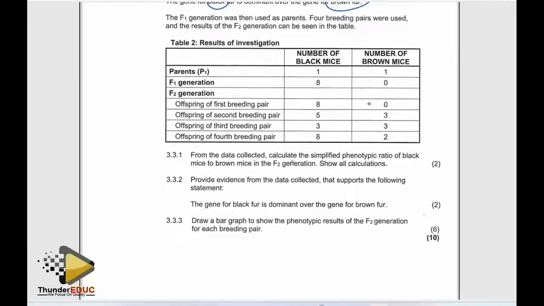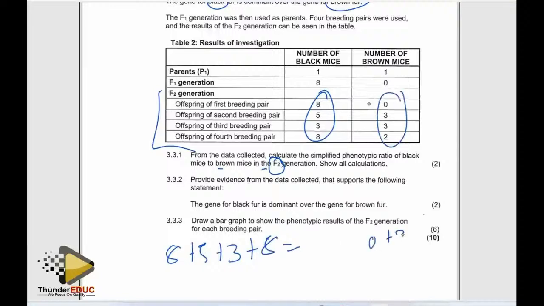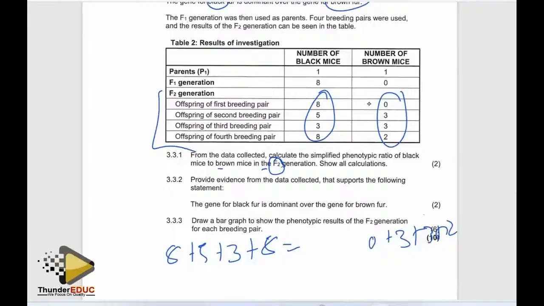They're saying that from the data above, calculate the simplified phenotypic ratio of black mice to brown mice in the F2 generation. So for the F2 generation, meaning that you're going to add all of them. You're going to say 8 plus 5 plus 3 plus 8, you get the answer. And then here you say 0 plus 3 plus 3 plus 2. You also get the answer.